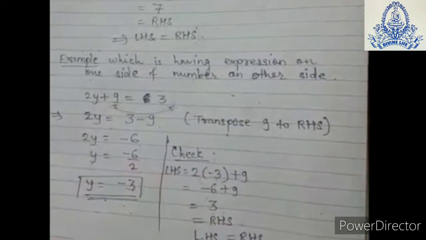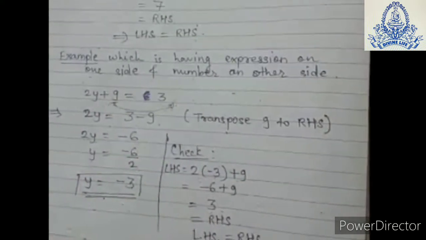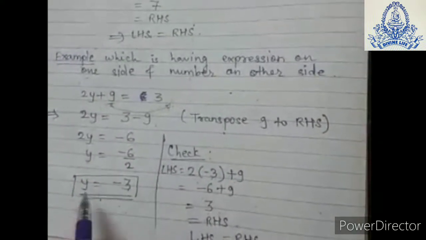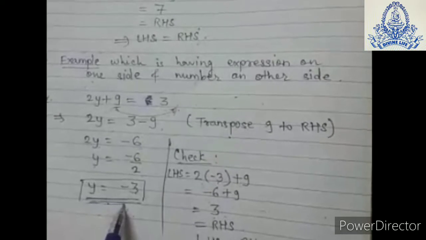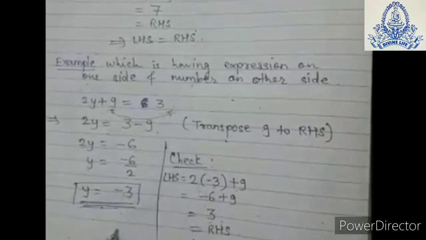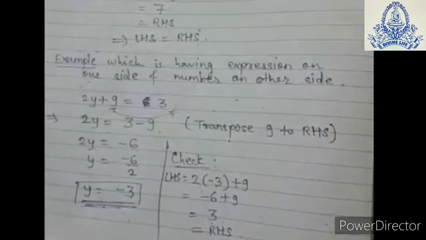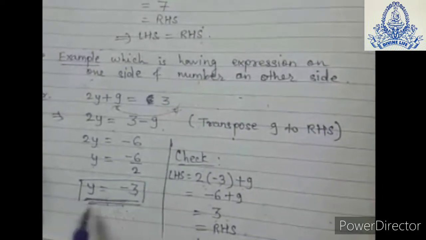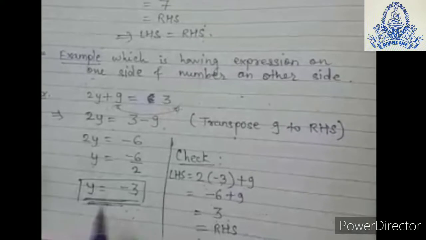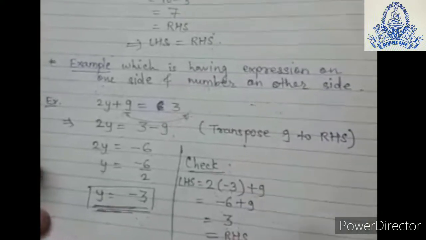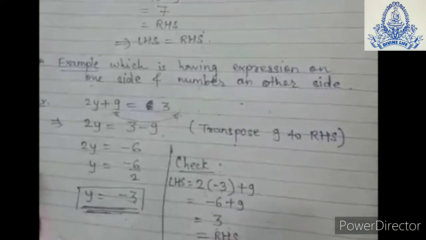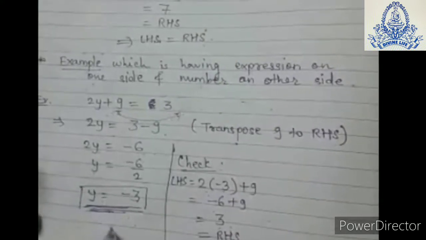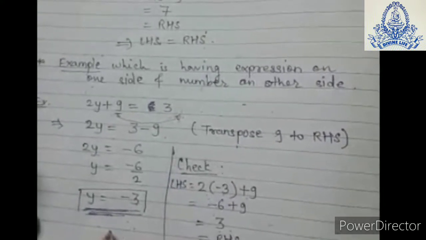So LHS is equal to RHS. LHS is equal to RHS means the value in this equation is right. Whenever your LHS is equal to RHS, that time you have found the value that is correct. If LHS is not equal to RHS, then the value which you have found is incorrect.